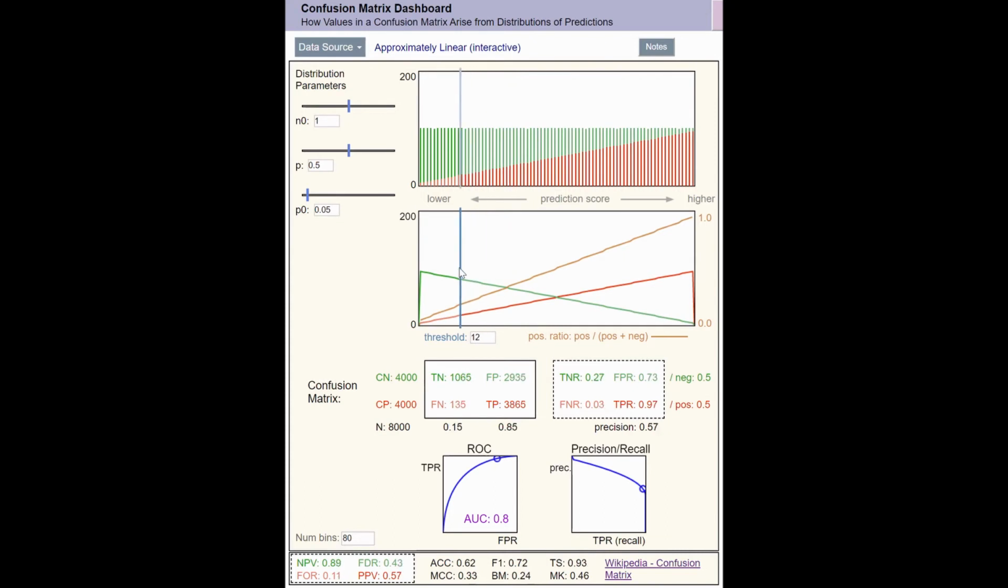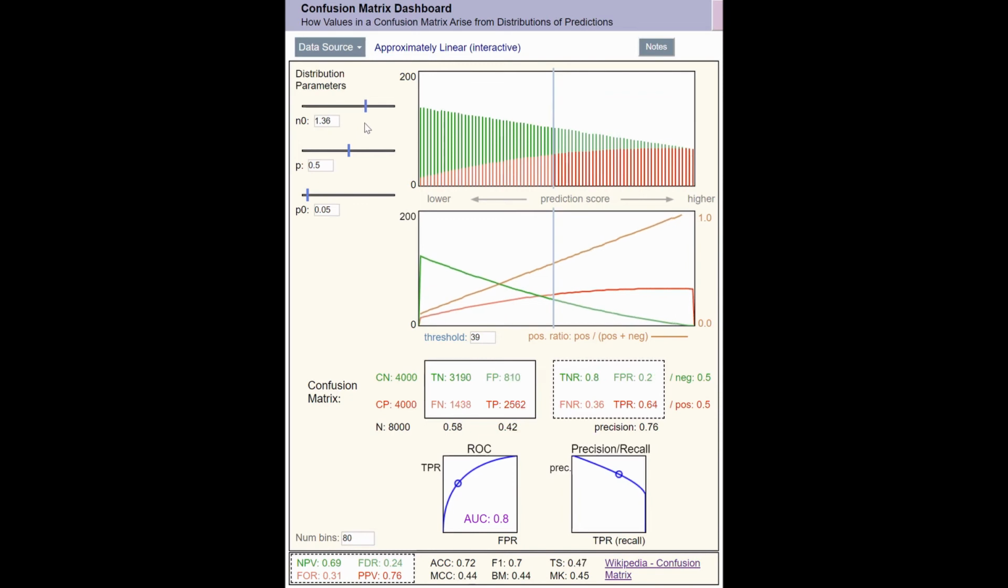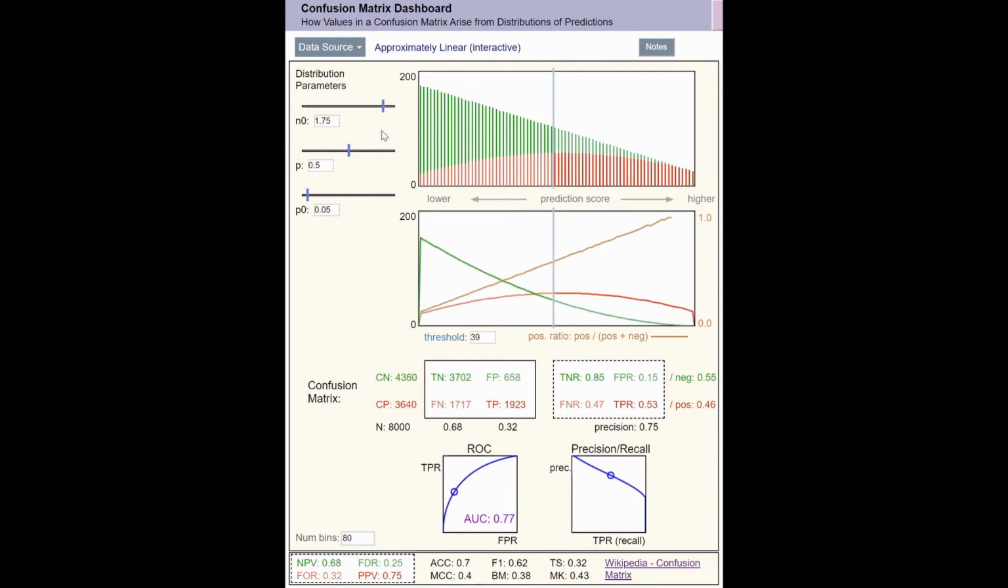Again, we can adjust the decision threshold to trade off true positive rate versus false positive rate, true negative rate versus false negative rate, and precision versus recall. Next, let's adjust the top slider to change the distribution of prediction scores. In order to maintain a linear positive prediction ratio curve, now the shapes of the positive and negative outcome distributions have to bend a bit. Here's a situation where the prediction scores are skewed highly toward the low end, but as score increases, a greater and greater fraction of outcomes are true positives.